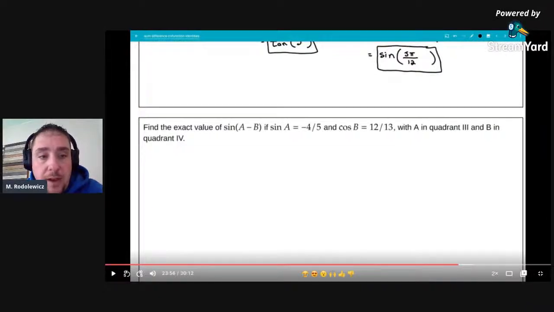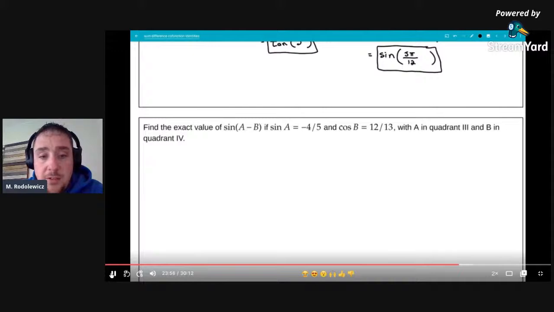So find the exact value, no calculator work here, of sine A minus B, if the sine of A is negative 4/5, the cosine of B is 12/13, A is an angle that terminates in quadrant 3, and B is an angle that terminates in quadrant 4.